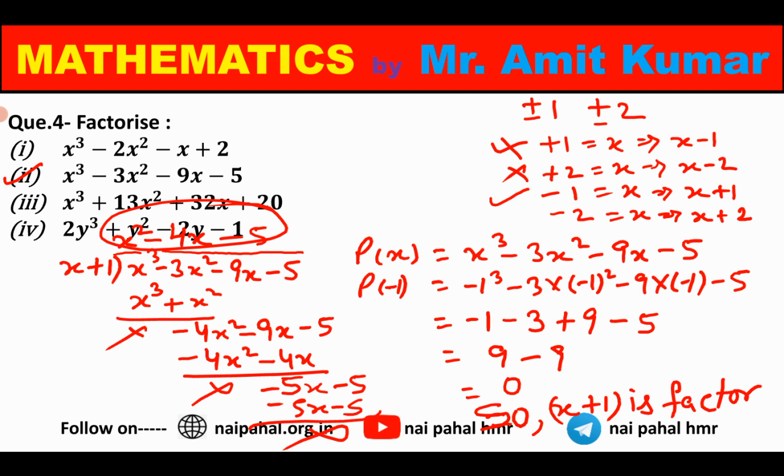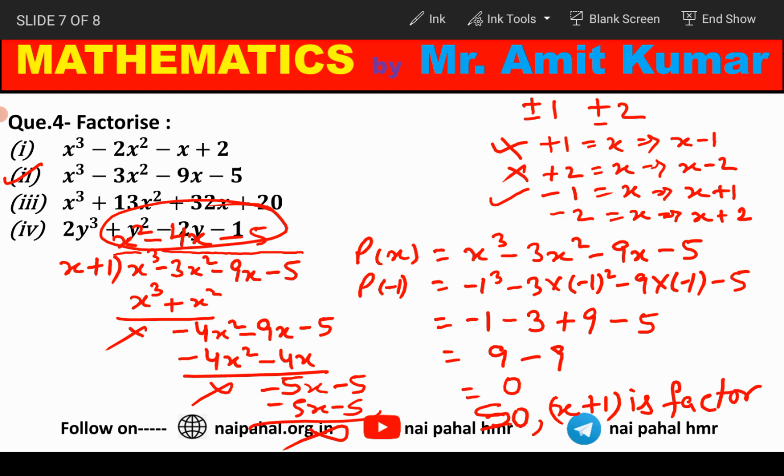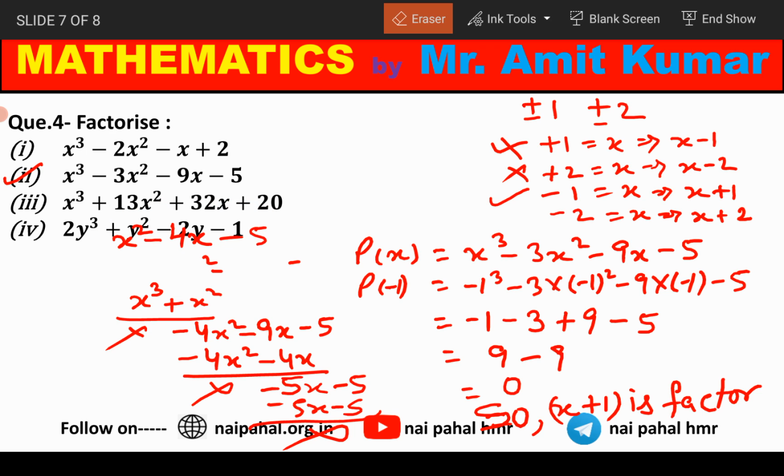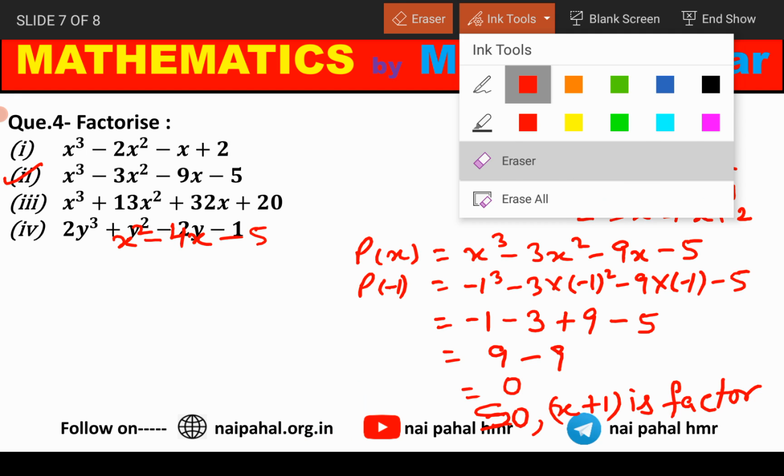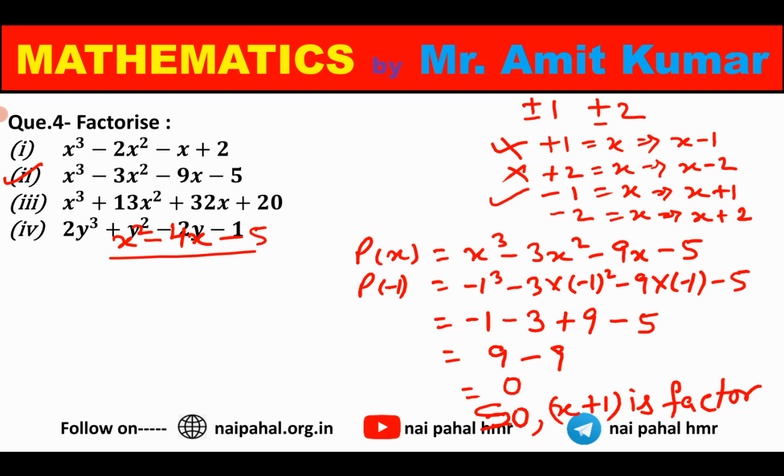So cube of minus 1 minus 3 multiplied by square of minus 1 minus 9 multiplied by minus 1 and minus 5. Here we can see it will be minus 1, it will be minus 3, as the square of minus 1 will be plus 1, and if it is multiplied by minus 3 it will be minus 3, and it will be plus 9 because minus 9 when multiplied by minus 1 the answer will be in positive sign. There is minus 5. So hereby we can conclude that 9 and minus 9 is equals to 0.